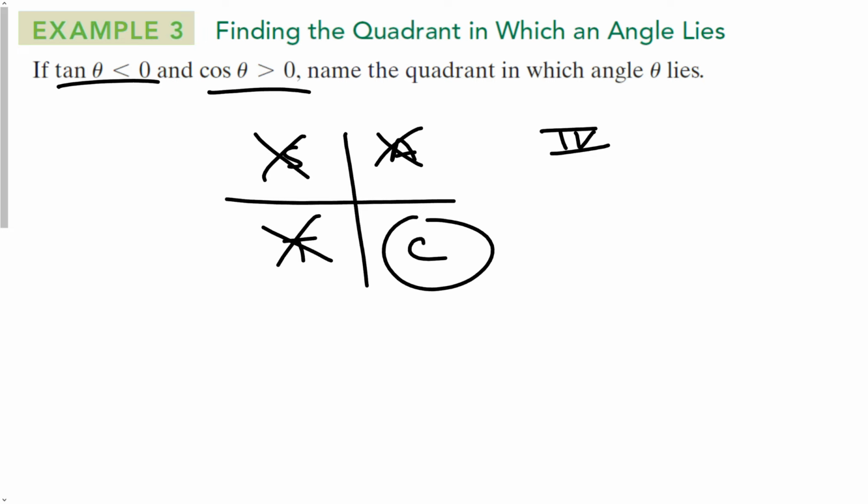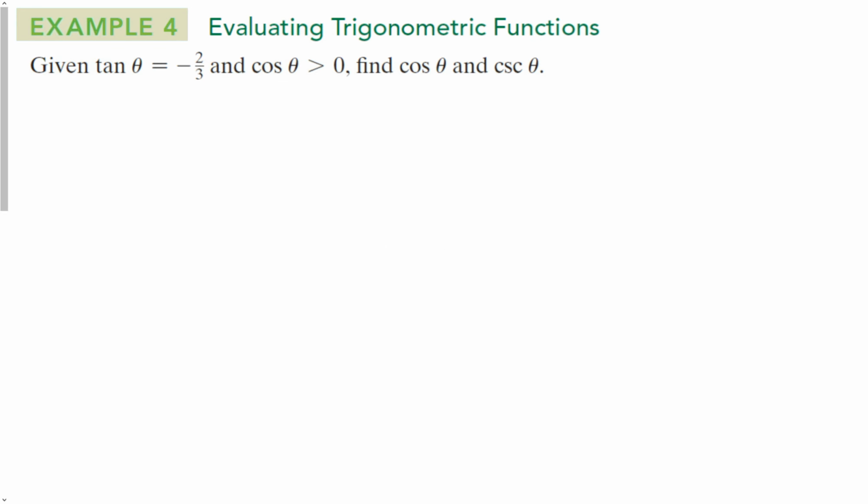So eliminate the... you need two, right? You need two different trig functions, because if I only told you that the cosine was positive, you would have two choices, this one or this one. You need another thing to eliminate one of the other ones. Okay? So, what can we do with this?